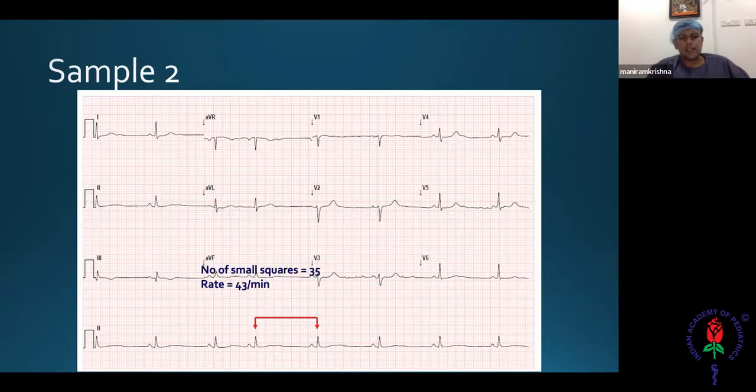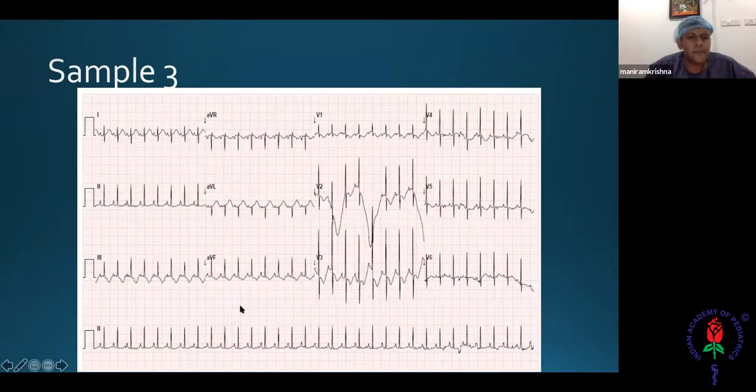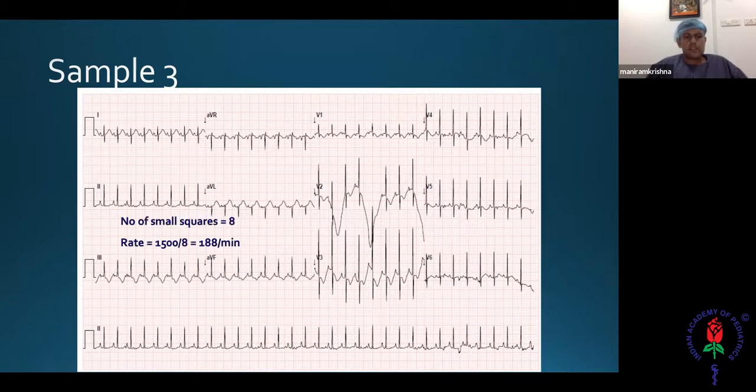You can see that there are 35 small squares between these two QRS complexes, and the heart rate therefore is 1500 by 35, which is 43 per minute. Now this one is a slightly faster heart rate, which is where it becomes even more important to accurately calculate the number of small squares. So what do you think is the heart rate here? You can see that there are 8 small squares between these two QRS complexes, and the heart rate is 1500 divided by 8, which is a total of 188.